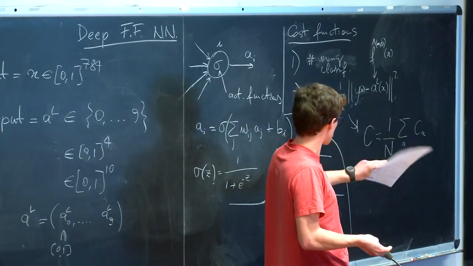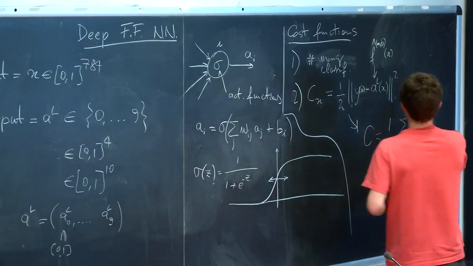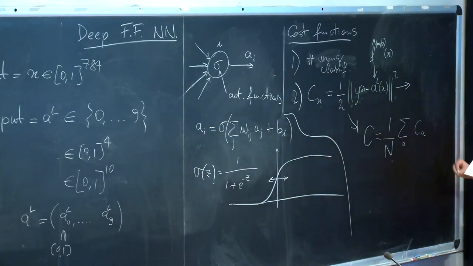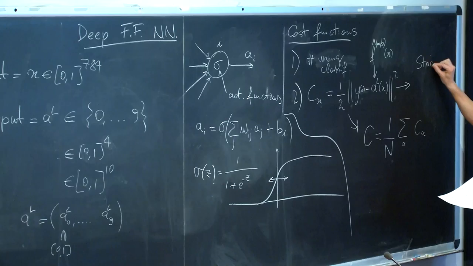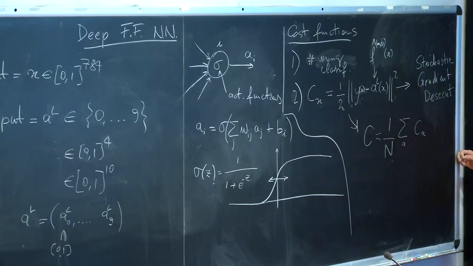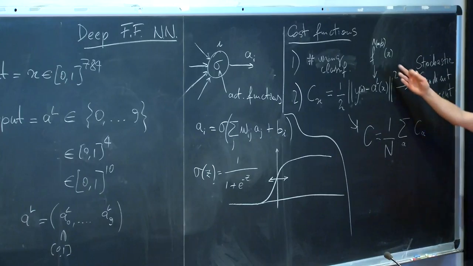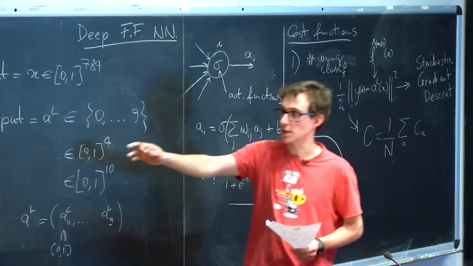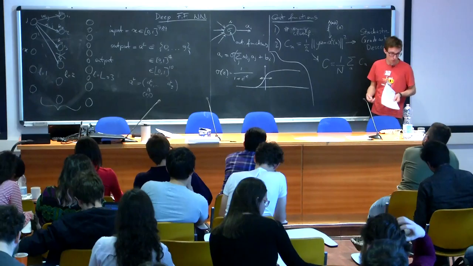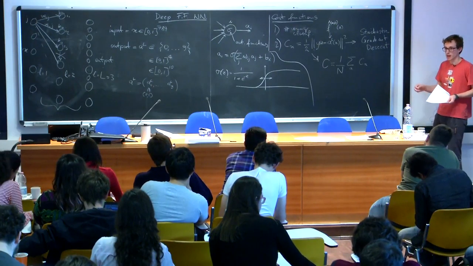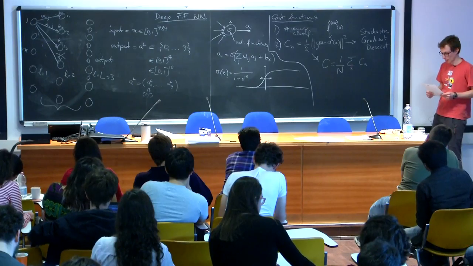The reason we want a continuous function is that the learning method we are going to use is called stochastic gradient descent. We start with an initial guess of the parameters W and B, the weights and biases of this neural network, some guess that one has to devise wisely.